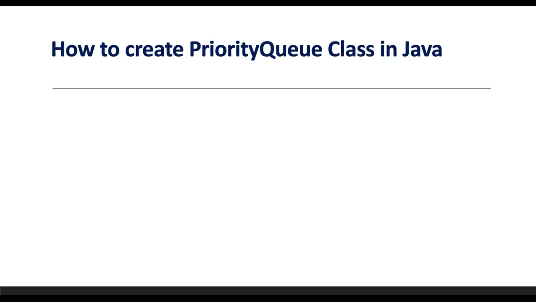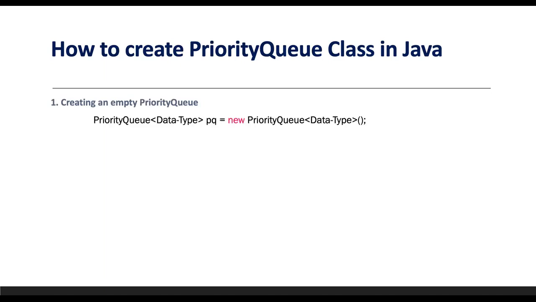Okay, now let's see how we can create the priority queue in Java. The first way is creating an empty priority queue. Priority queue provides a couple of constructors by which we can create the priority queue class. The first one is creating the empty queue. This is the default constructor, and this is generic. So we can write PriorityQueue, then the generic data type, which kind of data we want to insert, object variable equal to new PriorityQueue, and the same data type. Here we are using the default constructor of the PriorityQueue class, and using that we will be able to create the empty priority queue. This is one way.